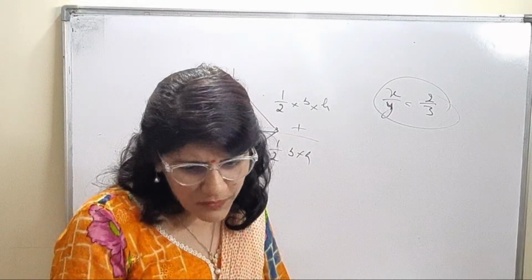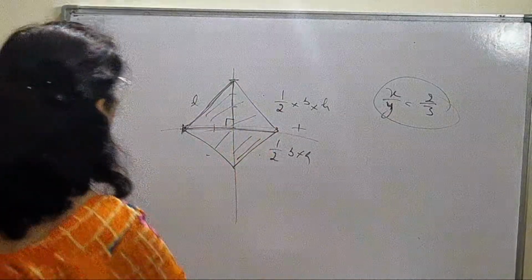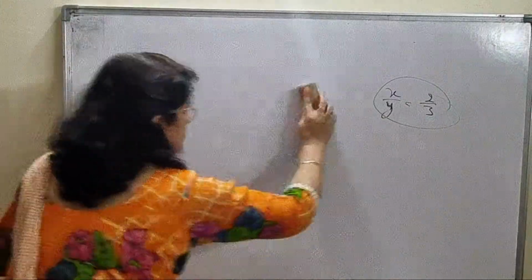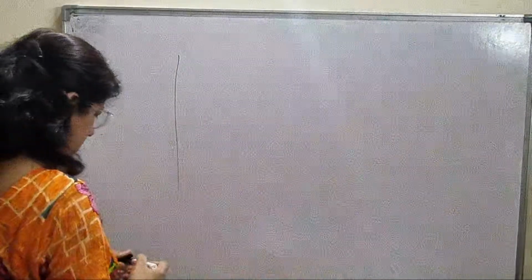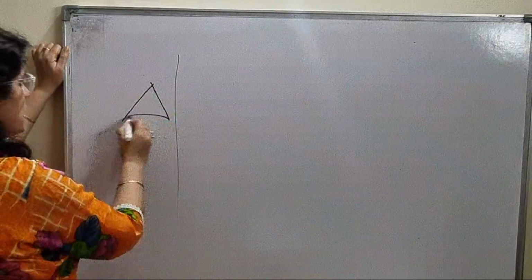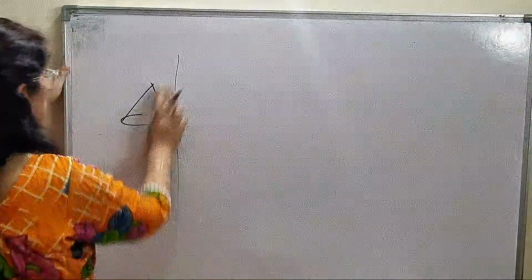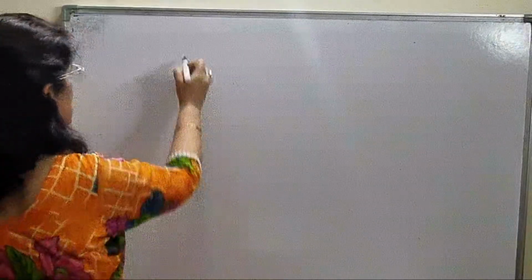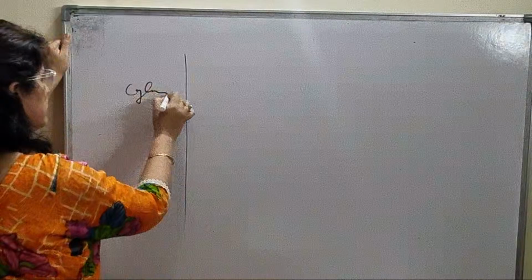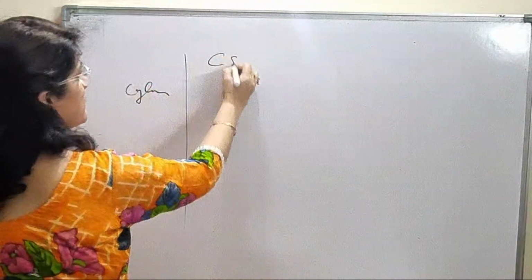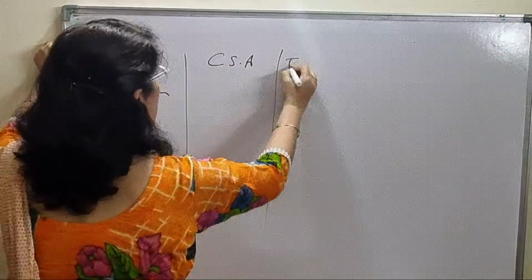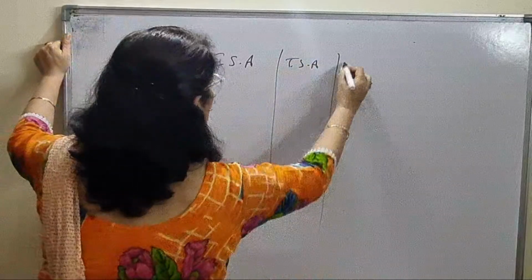Quick revision of surface area and volume. I can just give you the formulas. Starting from the cylinder only. So first is the cylinder: curved surface area, then total surface area, and then volume.